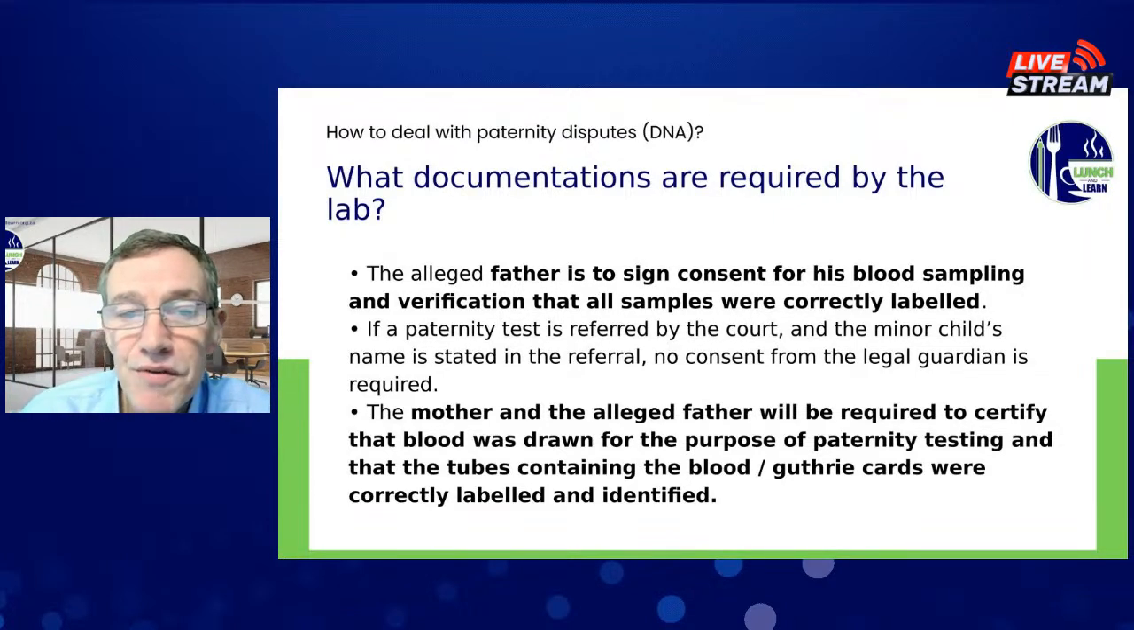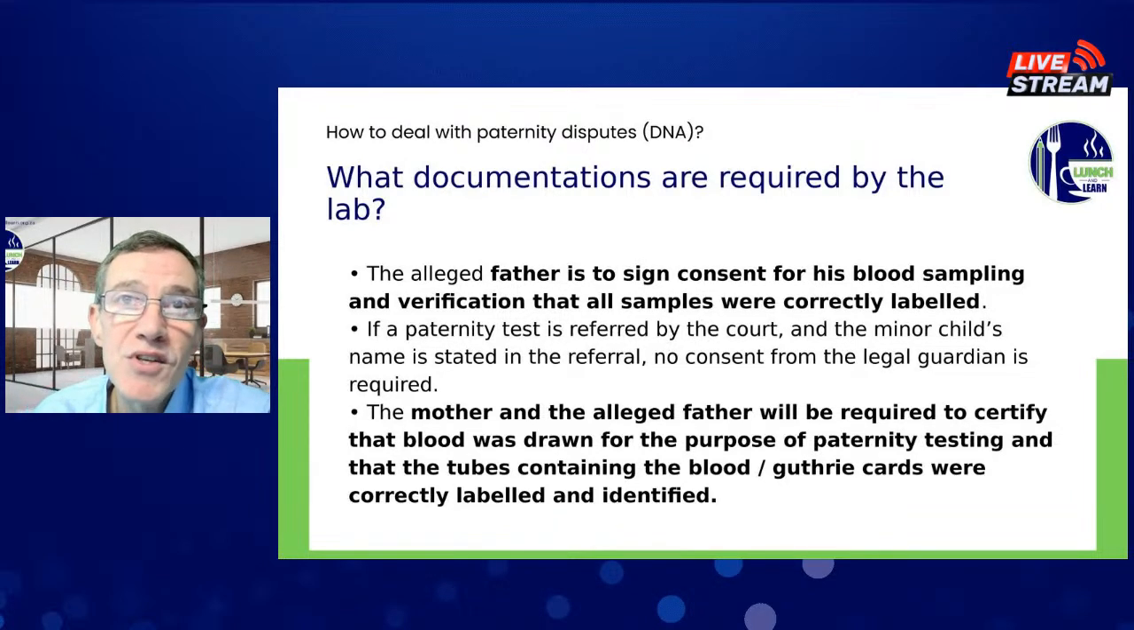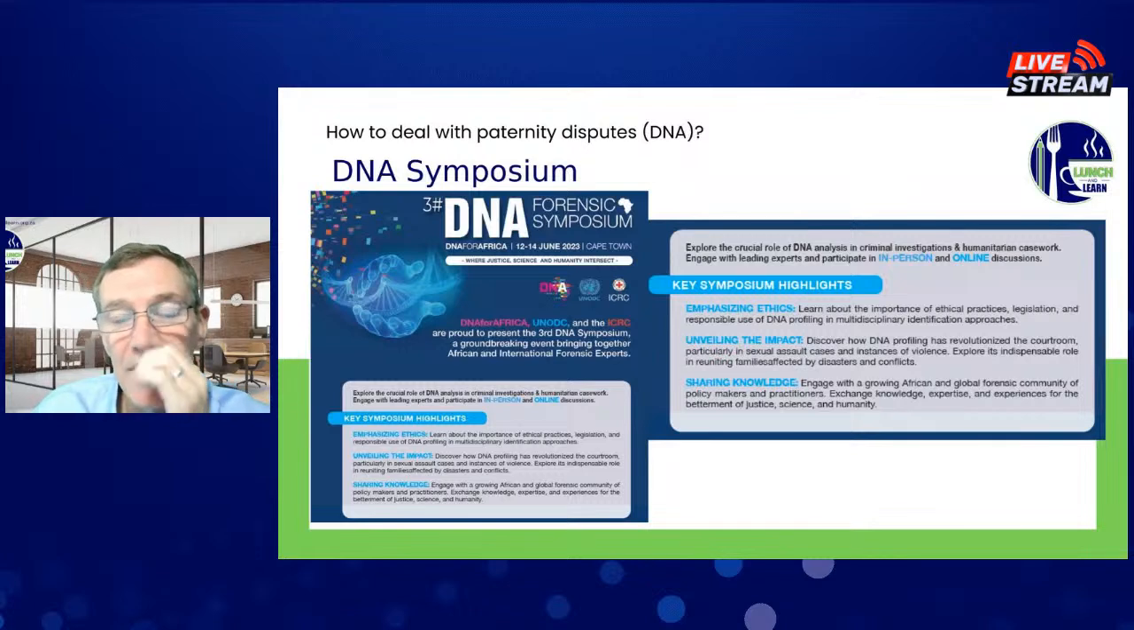If the paternity test is referred to by the court and the minor child's name is stated in the referral, then no consent from the legal guardian is required. Like we saw in the previous case, S versus L, if the court overruled the mother with regards to consent, then there is no consent needed from the mother or the father because there's a court order to that effect. The mother and the alleged father will then be required to certify that the blood was drawn for the purposes of paternity testing, not for something else, and that the tubes containing the blood or the Guthrie cards were correctly labeled and identified. And that is basically, in a nutshell, the whole DNA process.